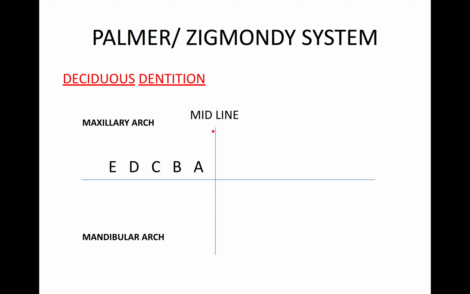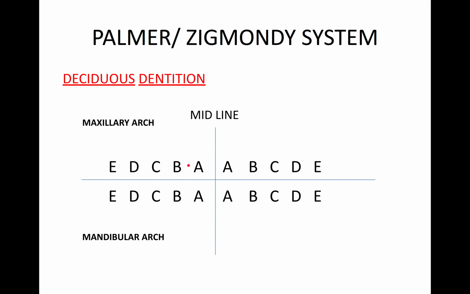This is for left side, right side. Okay, this is for right side and this is for left side. Now this is for mandibular left side and this is for mandibular right side. Okay, this goes like this: this is for maxillary right side, this is maxillary left side, this is mandibular left side and this is mandibular right side.